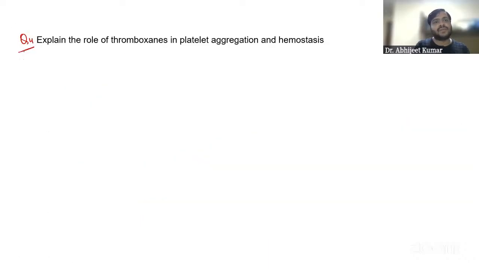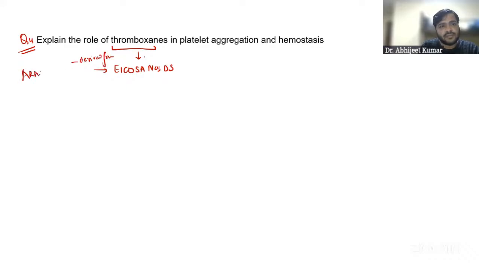Question number 4. Explain the role of thromboxanes in platelet aggregation and hemostasis. You should know that thromboxanes are basically a class of eicosanoids, and these eicosanoids are derived from arachidonic acid. They play a very crucial role in platelet aggregation and hemostasis, right? So yes, you already know how thromboxane A2 is formed, right?